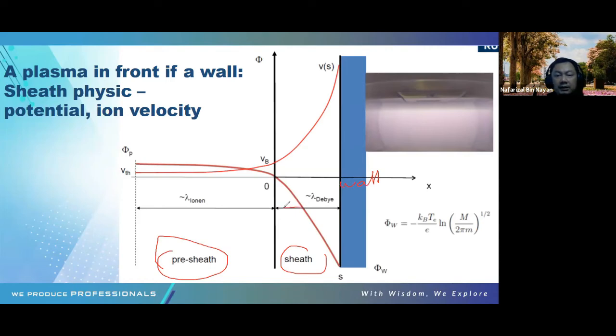Okay, the length here we call the Debye length. Actually, this is 5 times the Debye length. So the Debye length we can know from the electron temperature and the electron density. We can calculate it, so we can know the approximate thickness of this region, how many micrometers, or maybe like millimeters.